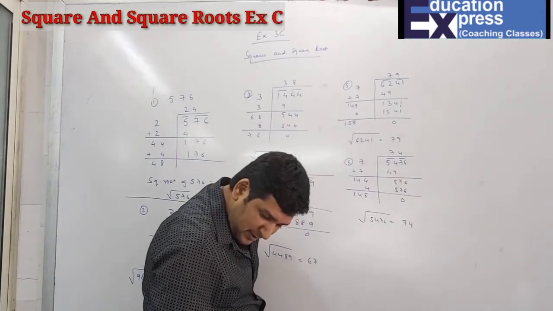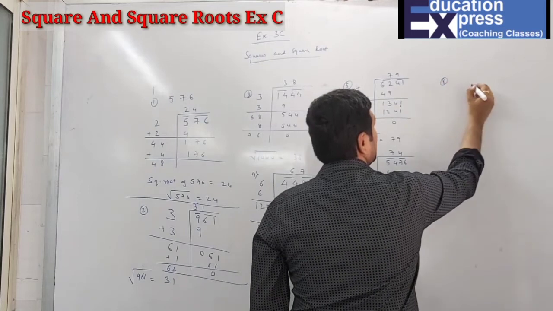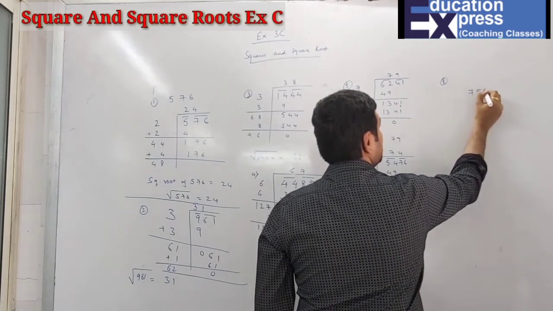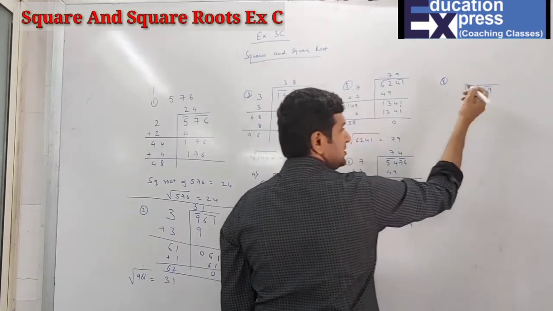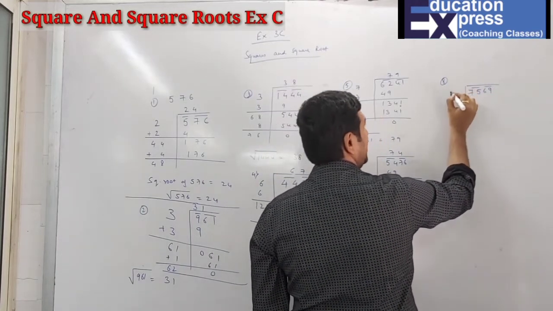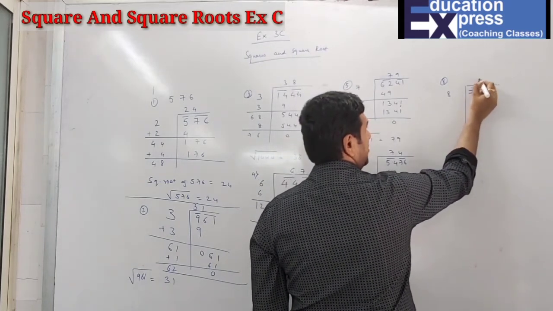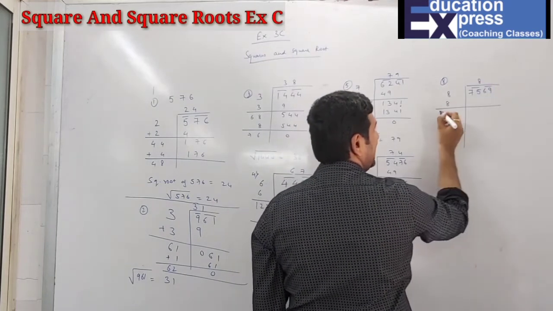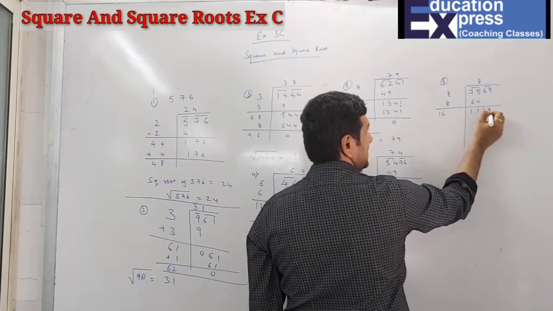Now students, the 7th sum you already try by yourself. I am doing the 8th sum. 7569. Pair 75. Before 75 the square will be 8. 8 eights are 64 because 9 nines are 81. So 81 is more than 75. I'll go for 8. Then plus 8, I'll get the answer 16. 64, 1, 1, 6, 9.